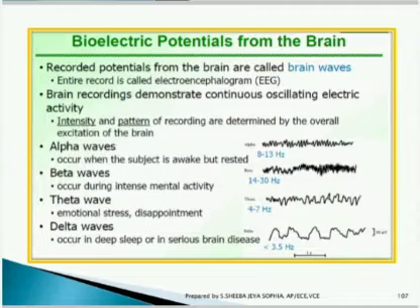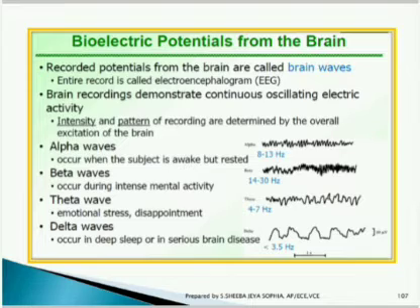Here you can see the variety of bioelectric potentials measured from the brain, like alpha waves, which occur when the patient is awake but in a rested position. They range from 8 to 13 Hz. Beta waves occur during intense mental activity of the brain, and they range from 14 to 30 Hz.